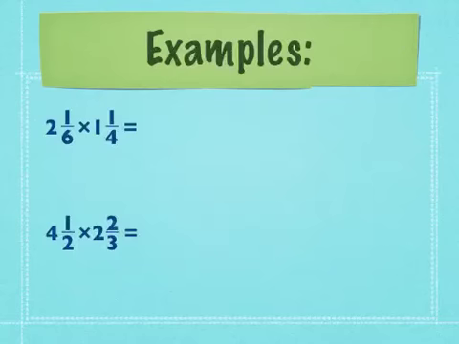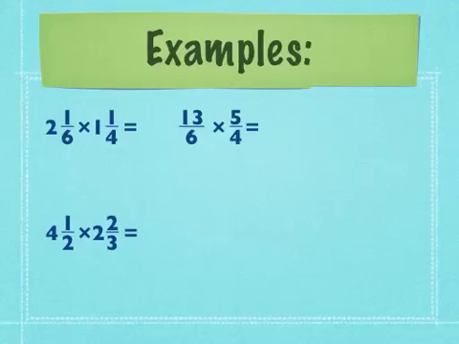This first example, we have 2 1/6 times 1 1/4. To change 2 1/6 to an improper fraction, we do 6 times 2, which is 12, plus 1 is 13. For 1 1/4 as an improper fraction, you do 4 times 1, which is 4, plus 1 is 5. So we end up with 13/6 times 5/4.